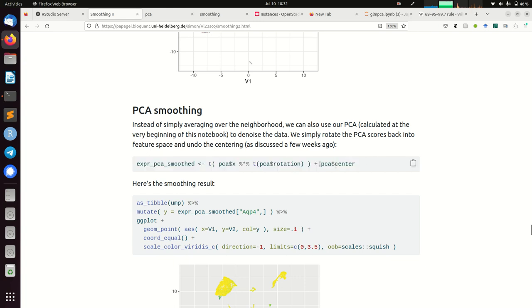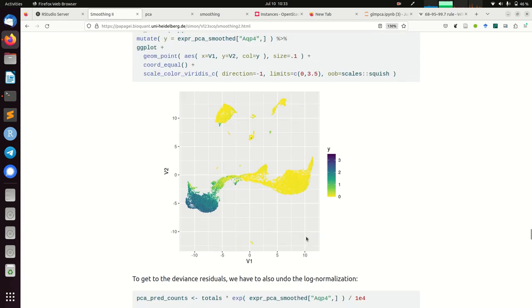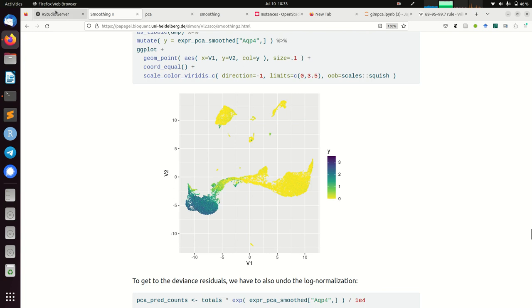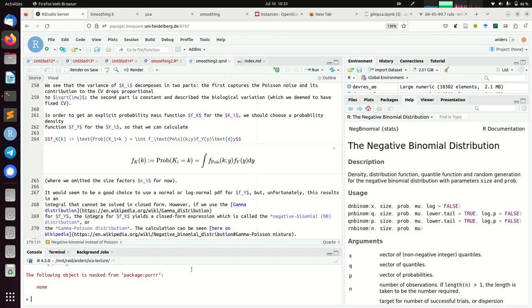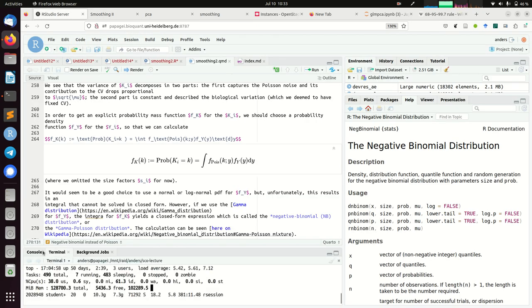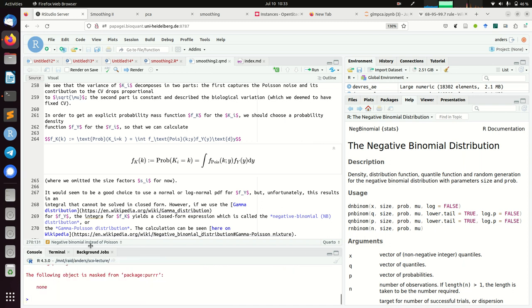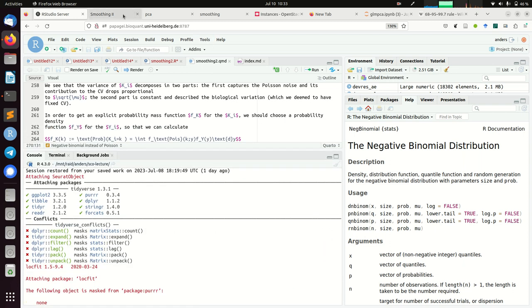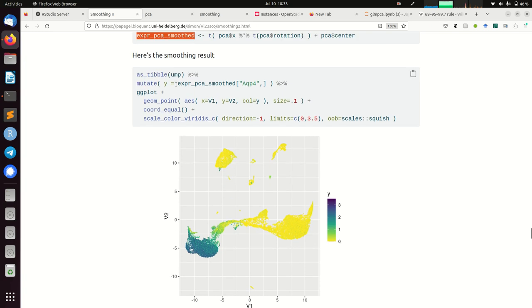And then, of course, because before doing the PCA I had subtracted all the means of the genes, and the PCA function stored the subtracted means in the center part, I add them back, and if I add them back, I get my PCA smooth data. And the PCA smooth data looks, of course, a little bit different from what we had before. I should probably have put that one in, that we can use this PCA smooth data, expression smoothed.